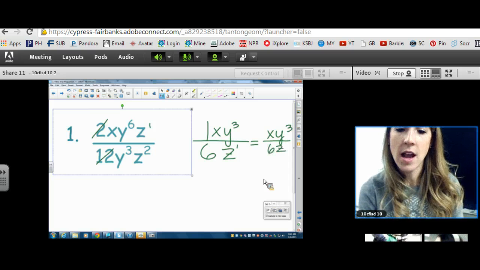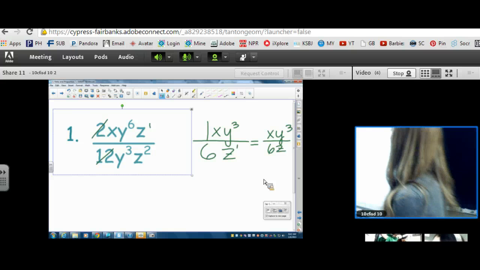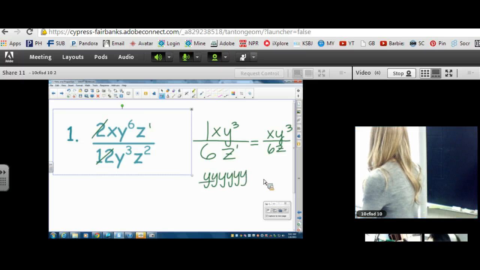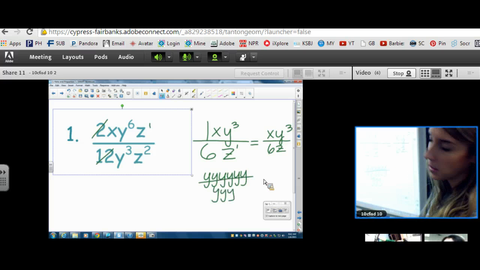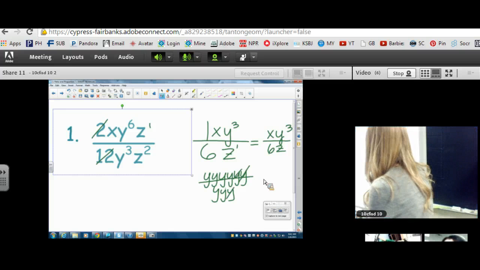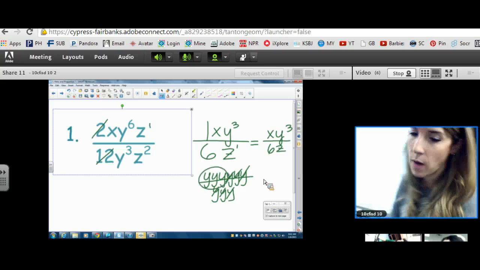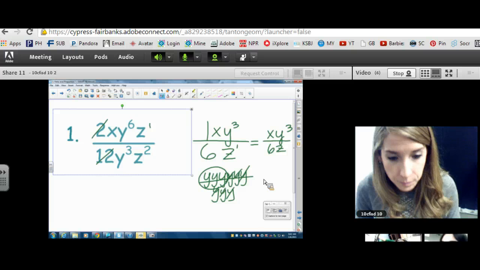Are we okay there? Now if you ever forget what to do with the exponents, like you forget your exponent rules, I know this is ridiculous, but this is just if you forget. You could put 6 y's in the numerator, 3 y's in the denominator, and you could cross them out 1 by 1. And what are you left with? You're left with 3 y's in the numerator, and so that's why y to the third goes in the numerator.